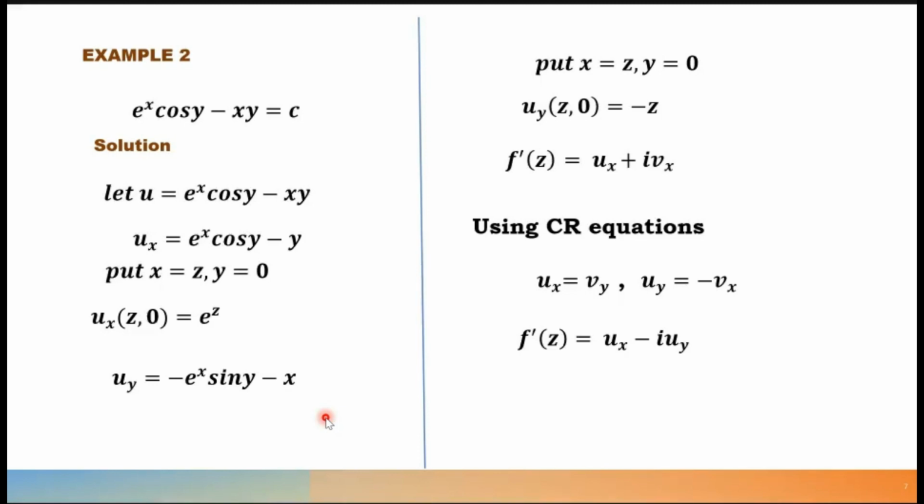You have a theory behind that. That's a research done by Milne-Thomson to calculate the analytic function f of z. That is why they have found that when I put x is equal to z, y equal to 0, we get the result. Otherwise we can calculate by using even the exact differential method. There are 4 methods of calculating the analytic function.